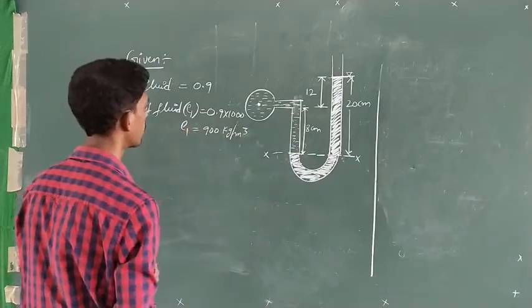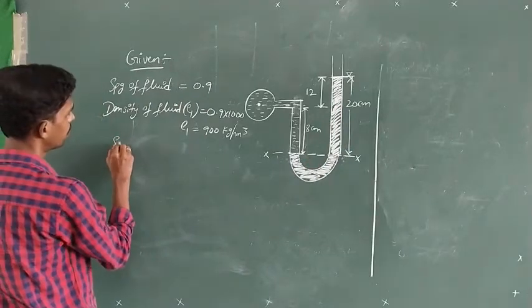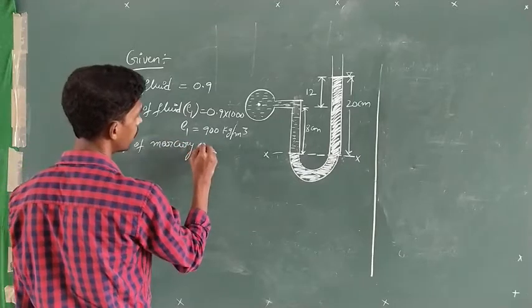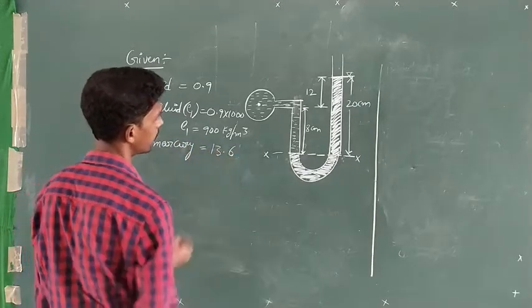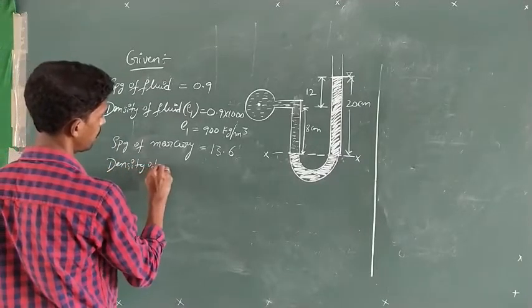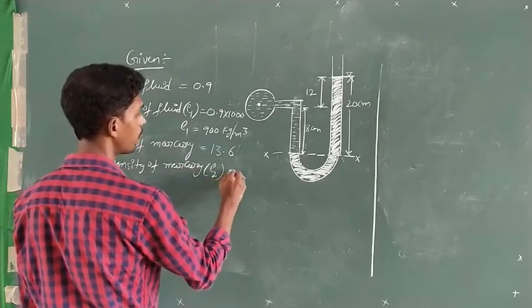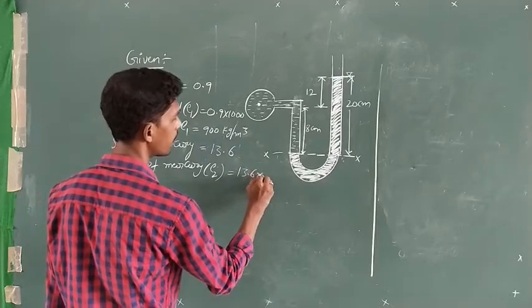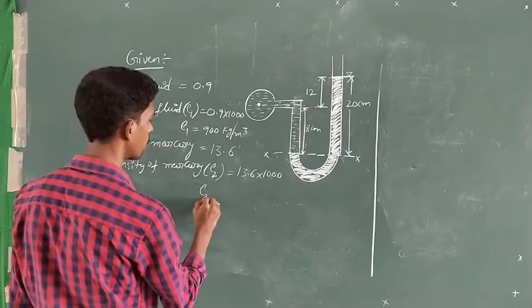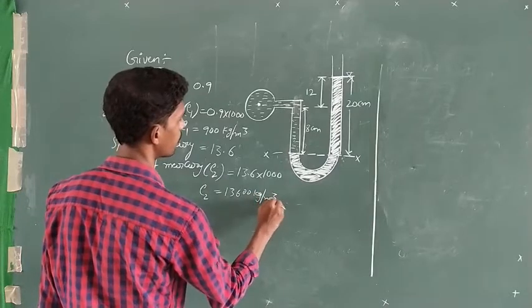It is rho 1. So, the heavier fluid in the entire tube is the mercury, right? So, specific gravity of mercury is, we know that 13.6, right? What about the density of mercury? So assume this density as rho 2. So what about the density here? 13.6 into density of standard fluid, right? So rho 2 is equal to 13,600 kg per meter cube.